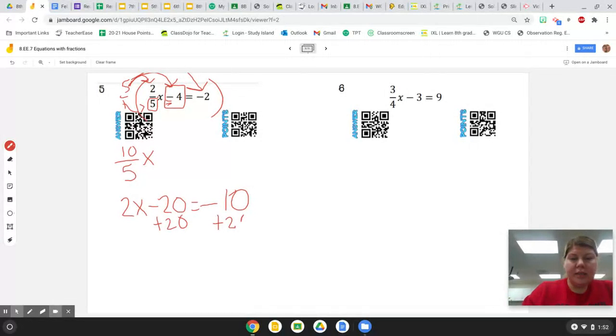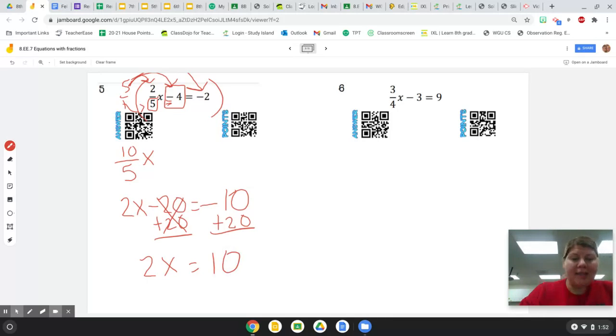Keep things balanced on each side of the equal sign. Negative 20 plus 20 is going to be 0, leaving me with 2x on the left-hand side. And then negative 10 plus 20. Think about Dojo. Don't be hasty about these. If I'm at negative 10 on Dojo and I get a positive 20, which is pretty awesome, I'm going to be at a positive 10.